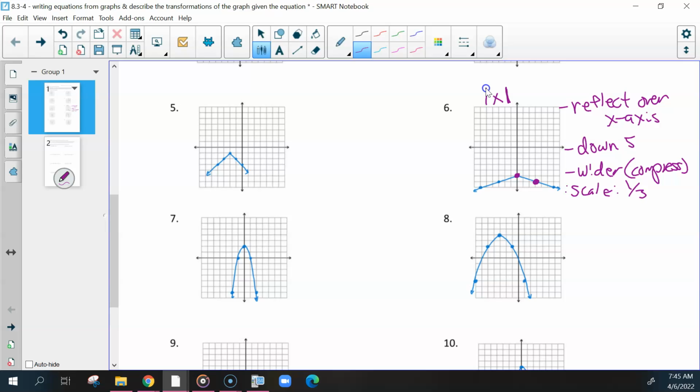Reflect over the x-axis, would that be inside or outside? Outside, because it's vertical. Down 5 is vertical, so that's inside or outside? Outside. And this is going to be vertical. Anytime we compress a structure, it's going to be vertical, so that's also going to be outside.